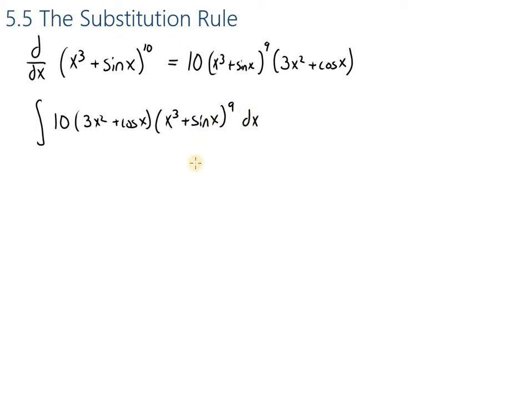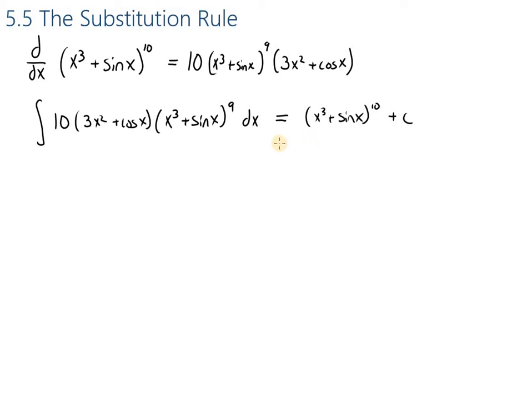If we happen to have that exact integral, we would know how to do it because we just did the derivative that matches it. And we'd say, hey, that looks like somebody did chain rule. And I will undo chain rule. We'll unchain this problem. And it would go back to x cubed plus sine x to the 10th. And because this is an indefinite integral, of course, we will not forget our plus c.